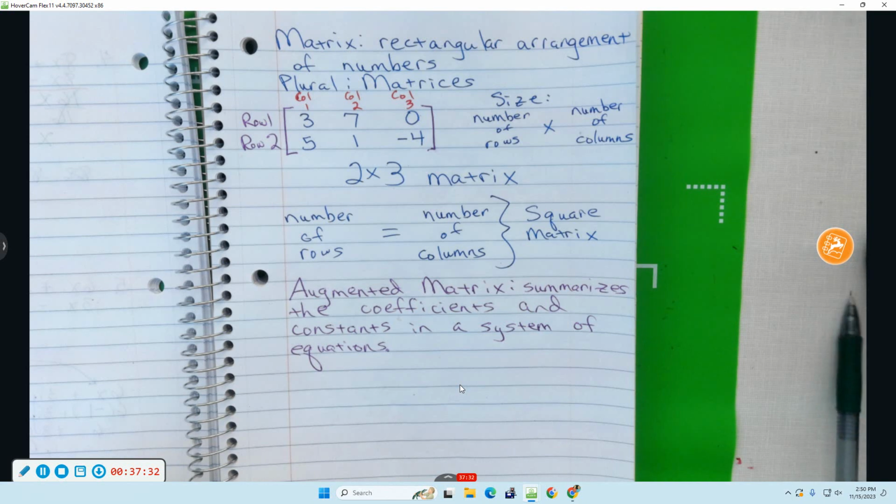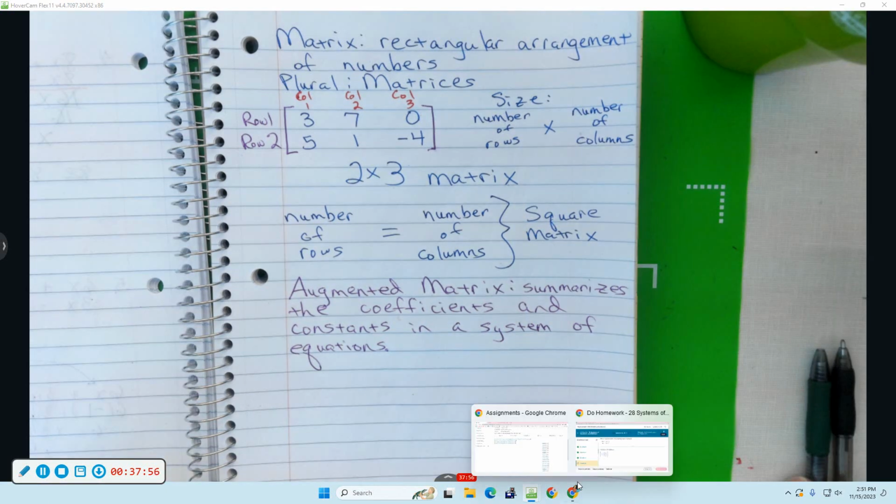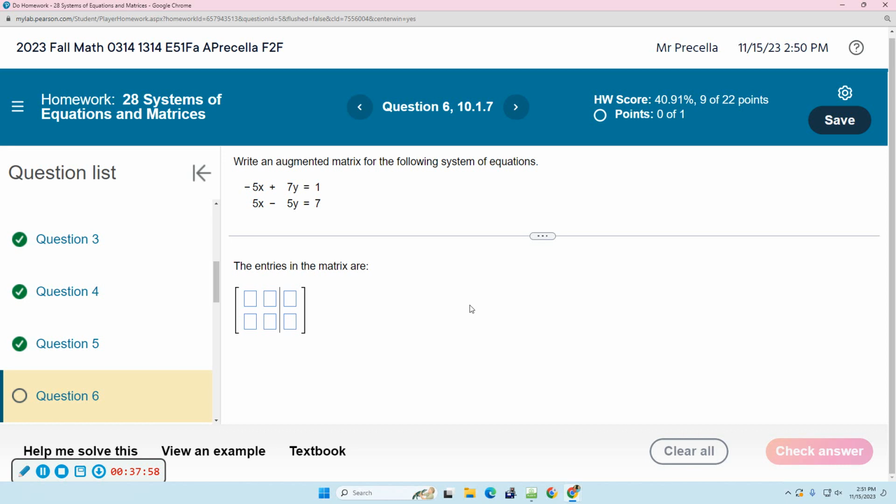All we have to do with augmented matrices is set them up and interpret them. So we're not going to do that much with augmented matrices. Most of the matrix work that we're going to do will involve determinants. You'll see that in a moment. All we're doing with augmented matrices is setting them up and interpreting them.